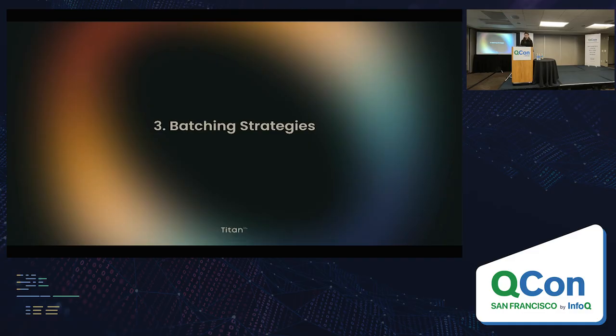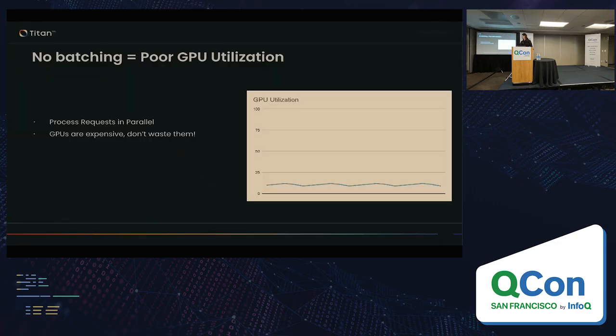The third thing I'm going to talk about is batching strategies. This is something that's very, very important to get right, because it's a very easy way to waste GPU resources. When you're first deploying, you're probably not using any batching, which means you end up with GPU utilization coming like this. It's not great.